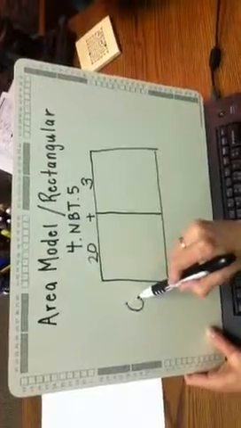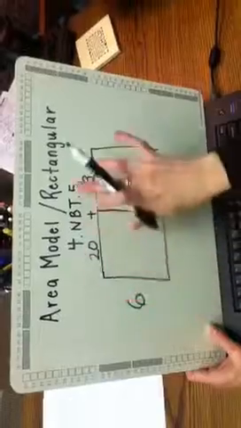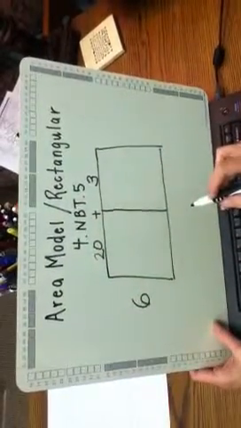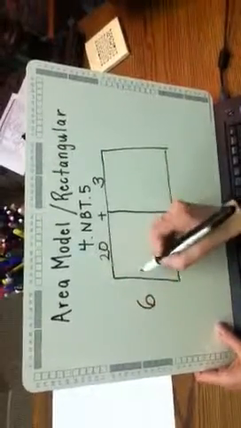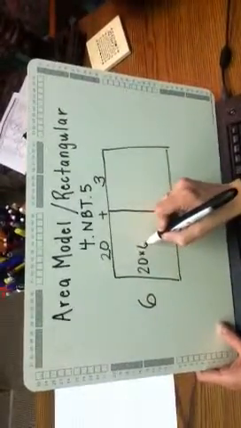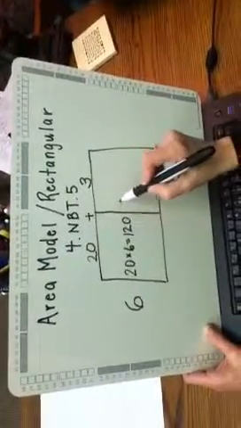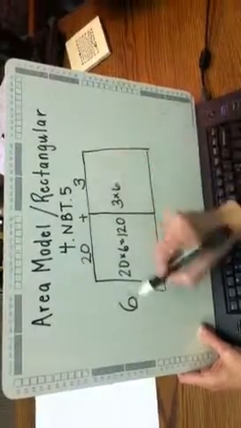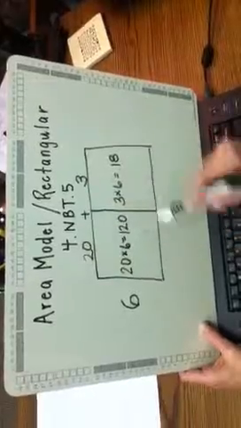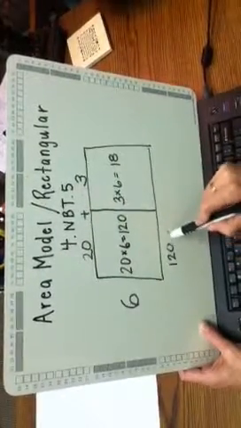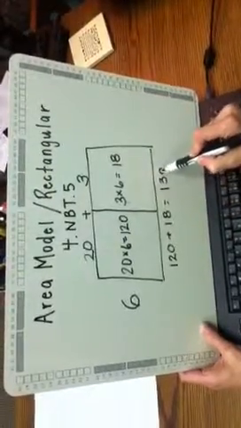And I'm multiplying times 6. So I record my factor over here, and then my factor up here is split into the tens and ones. And so now I'm going to multiply each partial product. So I have 20 times 6, and I'm going to write that here, and that equals 120. And then here I'm going to write 3 times 6 because I'm doing my 1s times my 6, and that gives me 18. And then I'm just going to add my partial products, 120 plus 18, which gives me 138.